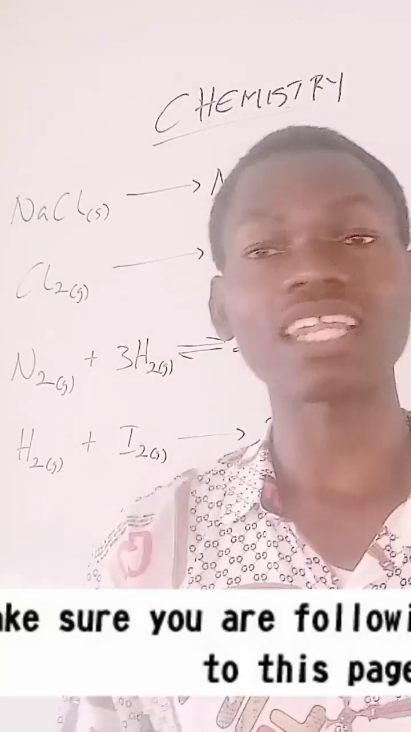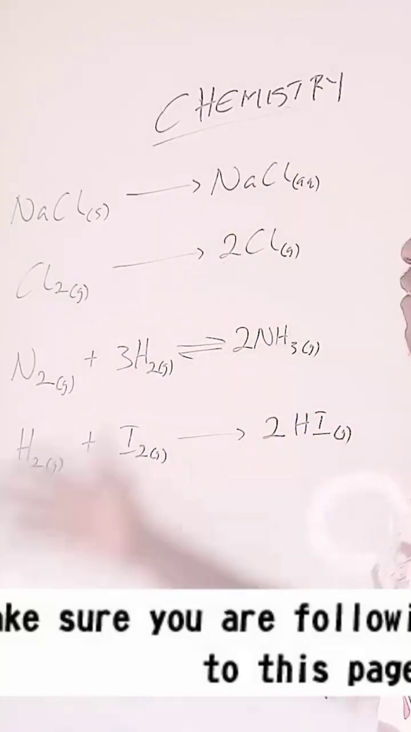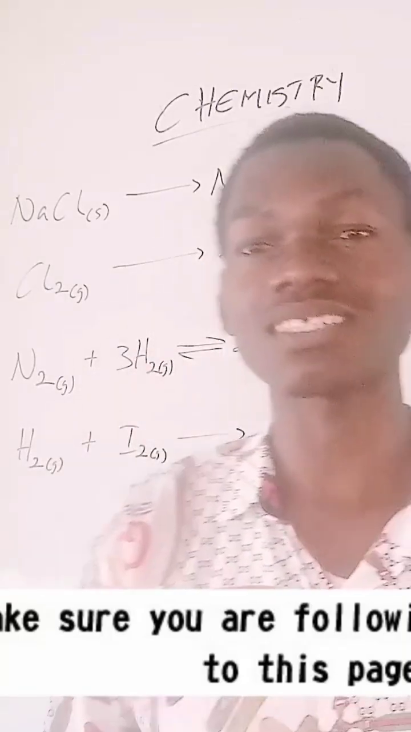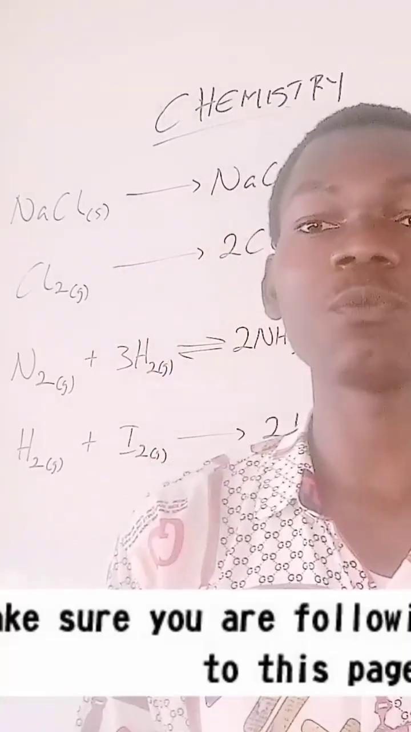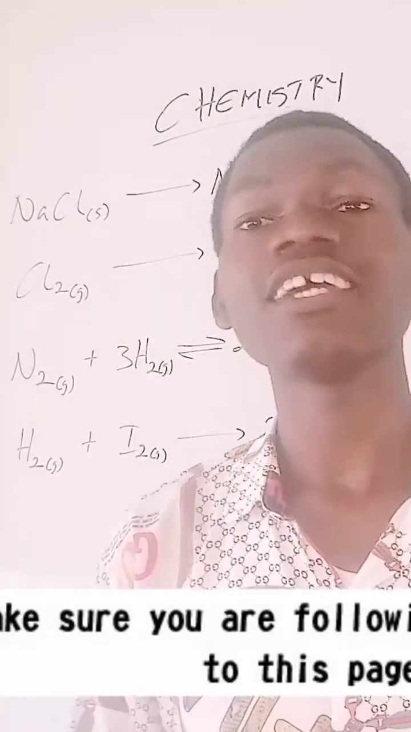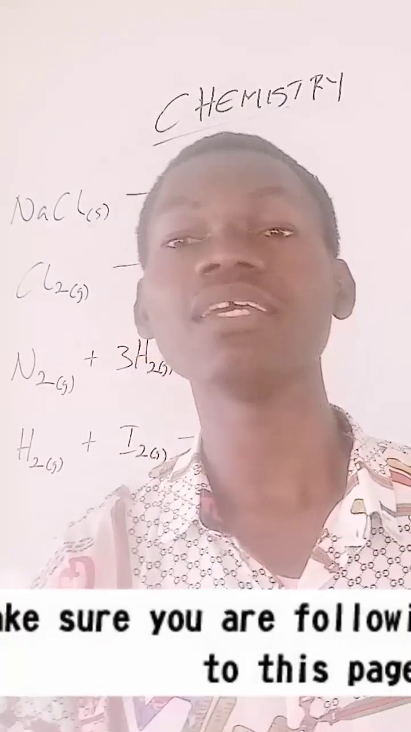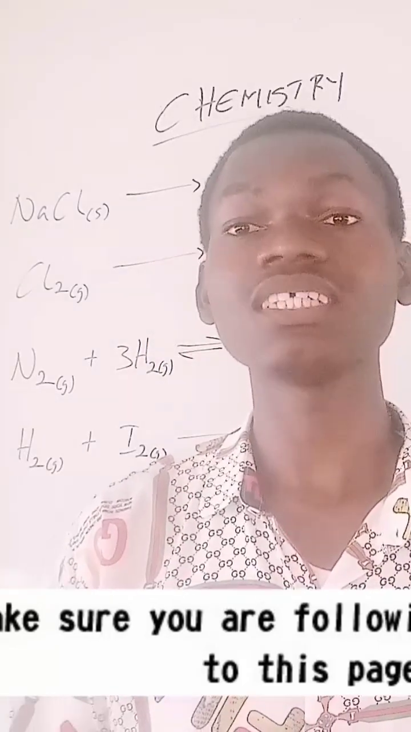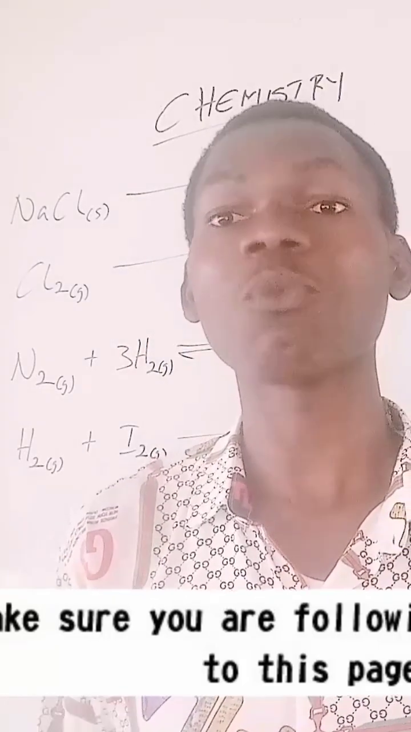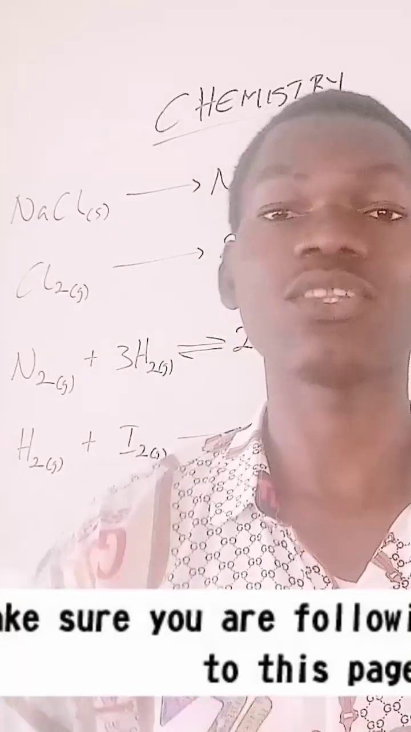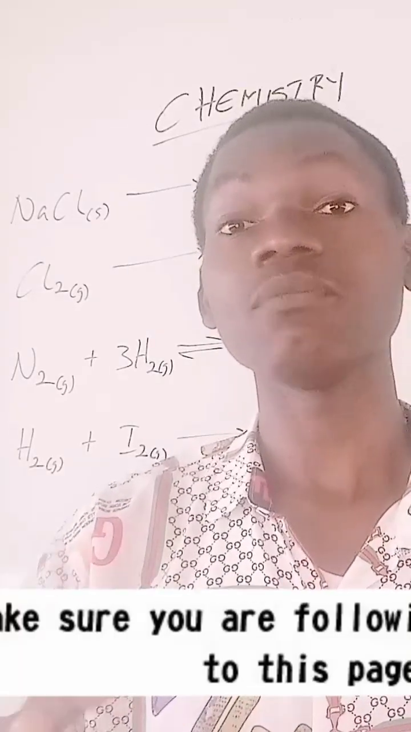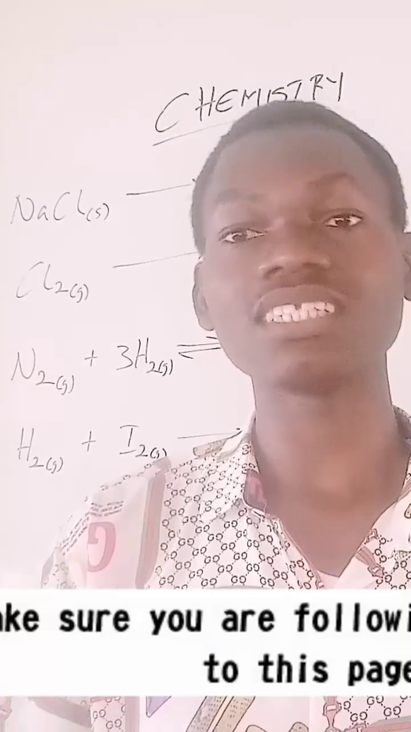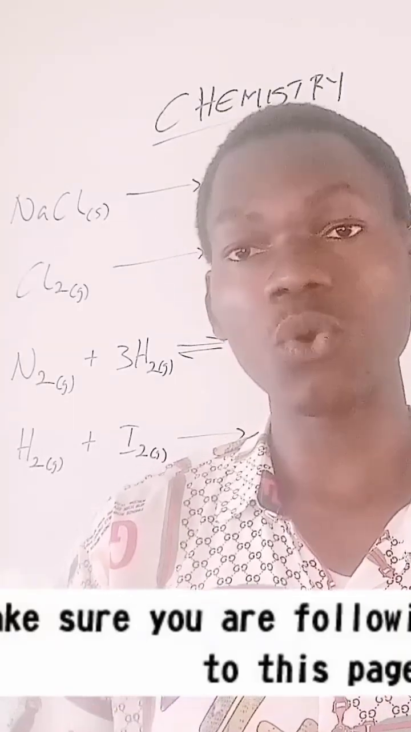Now, before we start analyzing the entropy change of these chemical reactions, we have to ask ourselves, what do we mean by entropy? The term entropy simply means the degree of disorderliness of a system. So when a system is more disordered or more scattered, it has a higher entropy. When a system has less disorderliness, it has a low entropy.